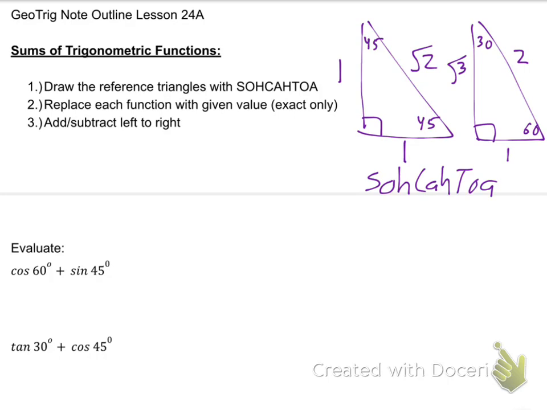When I go and say, I see cosine of 60, I'm going to take cosine of 60 out, and I'm going to replace it with its fraction, its ratio. So I'm going to play coach. All I'm doing is taking out cosine of 60 and sine of 45.